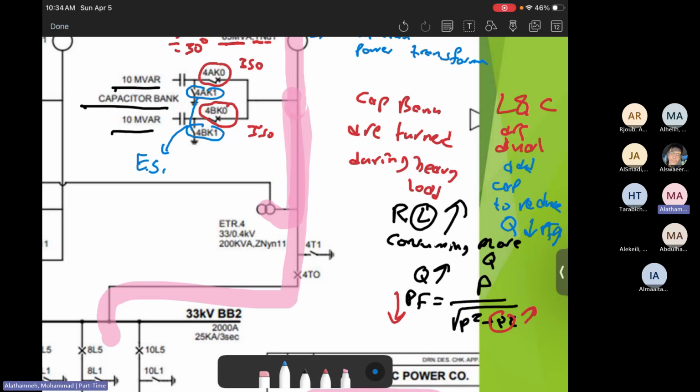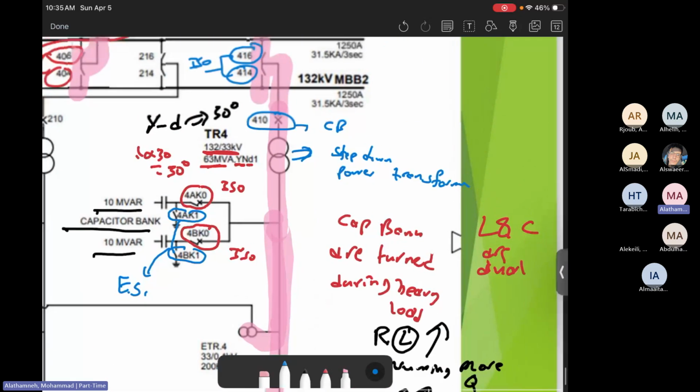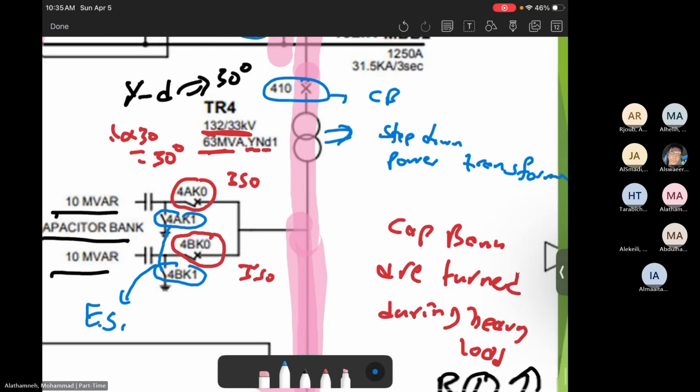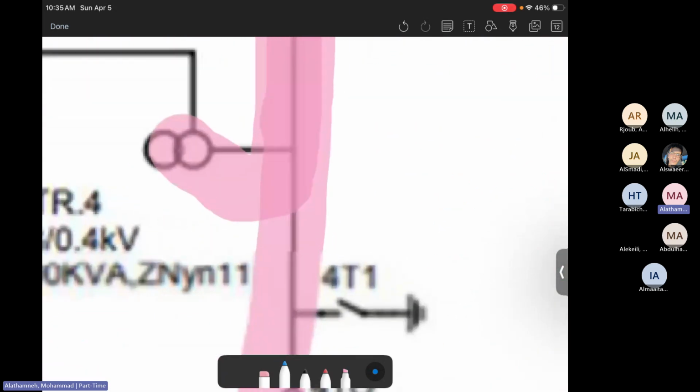And these capacitors are switched. What do you mean by switched? It will be turned on only during a heavy load. If there is a light load or no load, or very small value of loads, then they will be turned off. Why? Because we don't want to add too much reactive power into the grid. So we need to make sure this will be compensated, to make it a balance. Okay? So again, what's the point of adding the capacitor bank? To supply reactive power during heavy load. That's the answer.